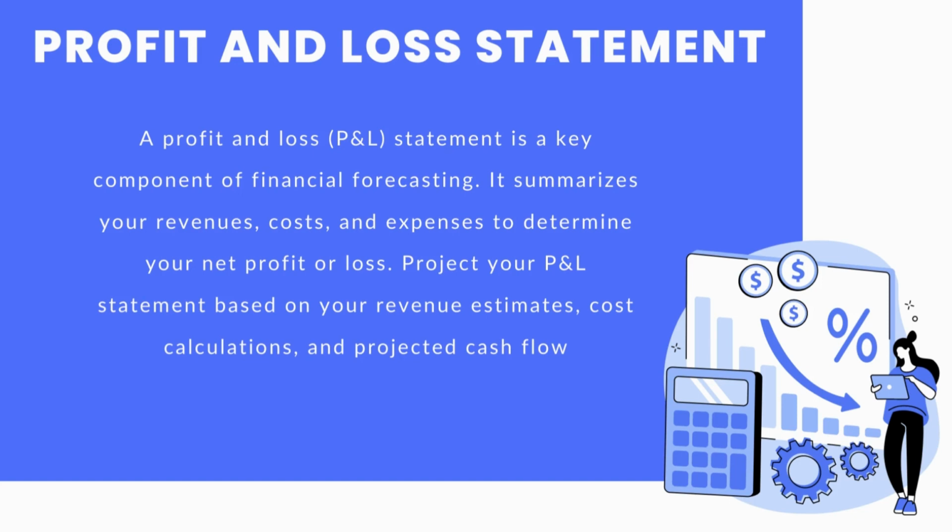It summarizes your revenues, costs, and expenses to determine your net profit or loss. Project your P&L statement based on your revenue estimates, cost calculations, and projected cash flow. It is the difference between your revenue and combined costs. There is also a total net profit sheet at the end of the workbook that calculates your total costs and total revenue income over the entire time frame of the forecast and your total net profit.